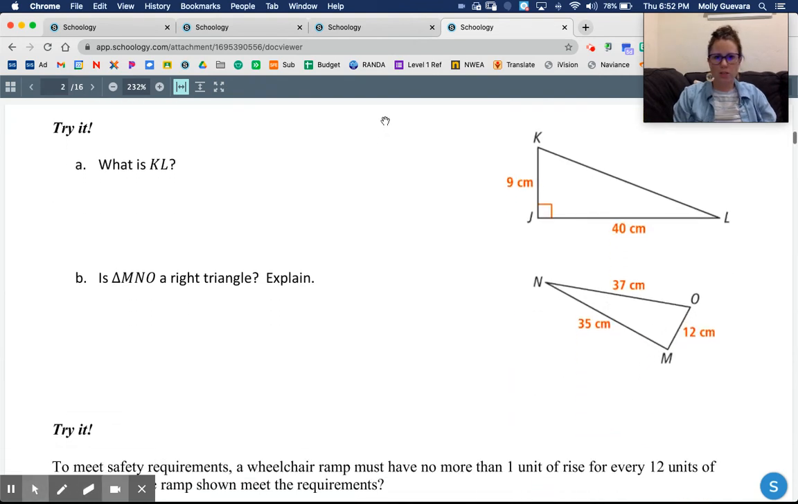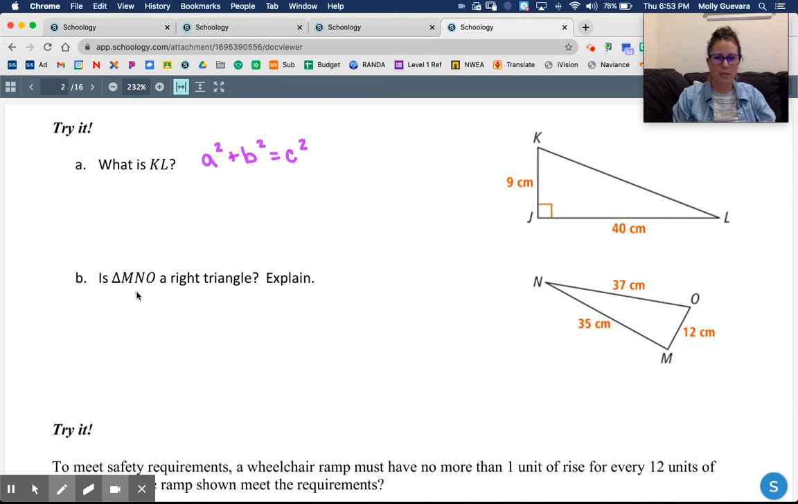So the first one here says, what is KL? So it just wants what is this length. So we have to figure out, is it A, B, or C, right? So here's the Pythagorean theorem, a squared plus b squared equals c squared. So you have to figure out which of these values am I given, which one am I trying to find.